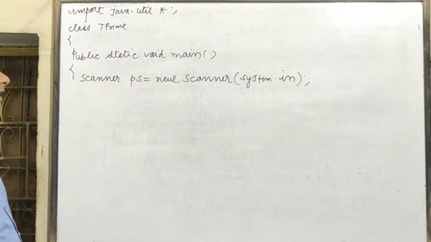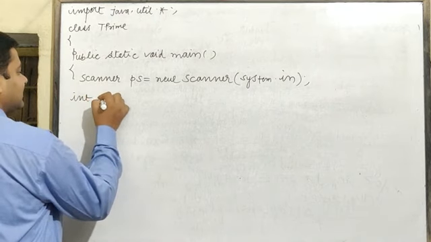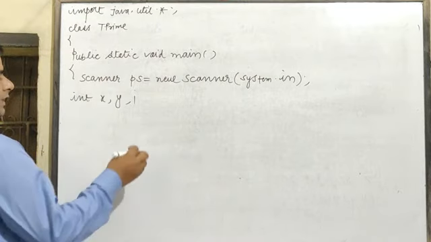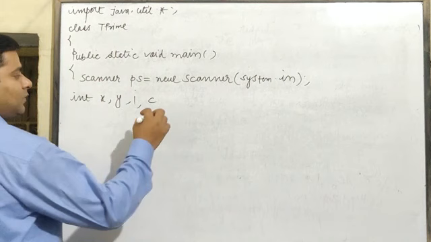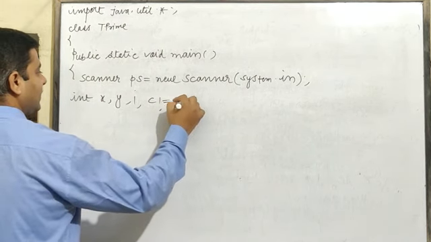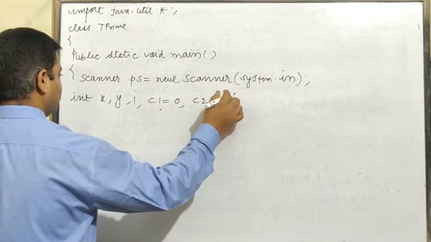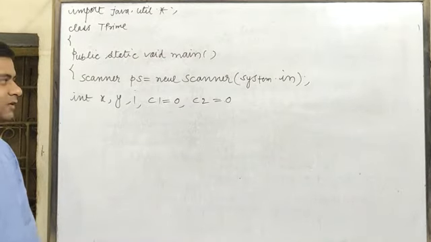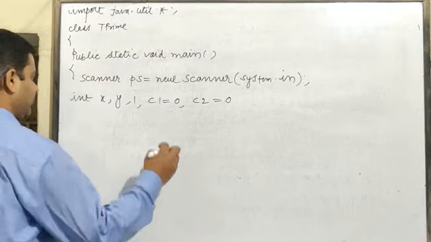Now ask the user to input two values. So x and y, and i is for the loop variable, and for counting the factors I am taking c1 equals 0 and c2 equals 0. c1 will count the number of factors of x, and c2 will count the number of factors of y.